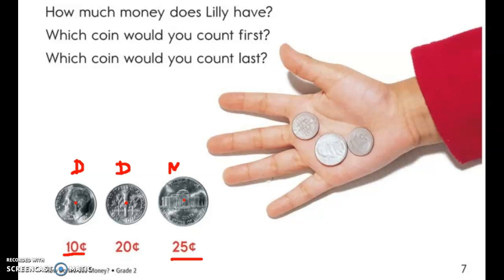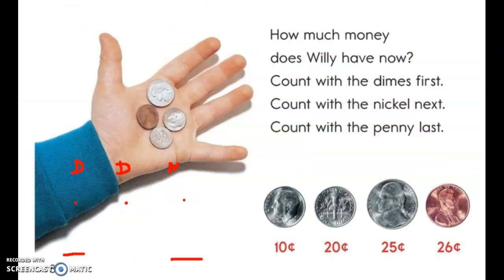Okay, let's see how much money does Willie have now. Count with the dimes first. Count with the nickel next. Count with the penny last. So he has 2 dimes, 1 nickel, and 1 penny. I like that because that way I start with my highest value by tens. 10, 20. Switch to nickels, 25. And 1 more, 26.